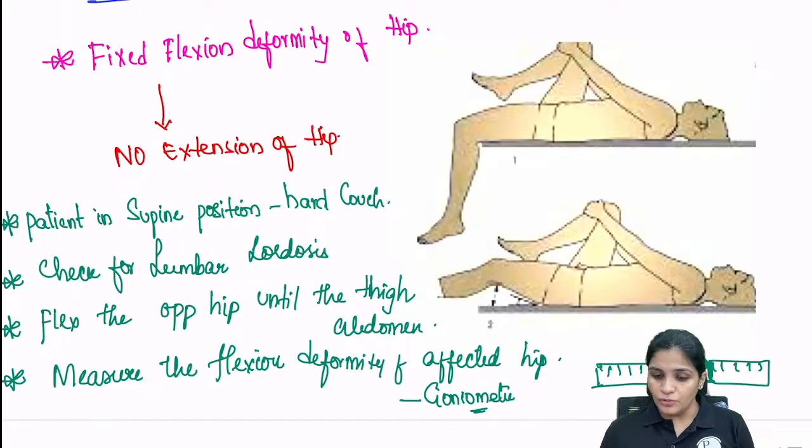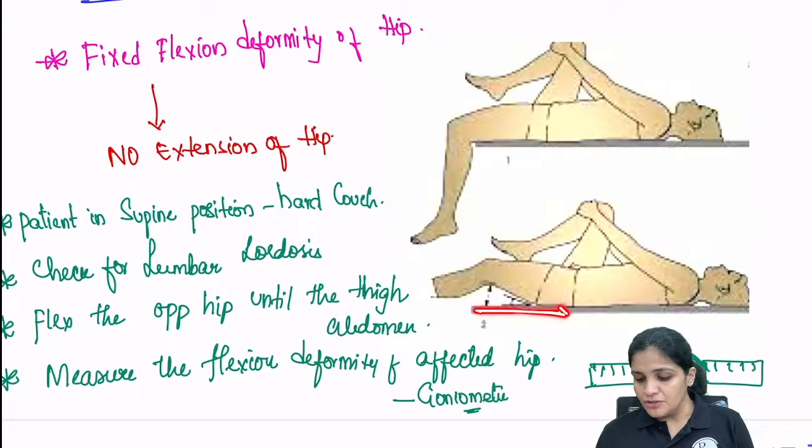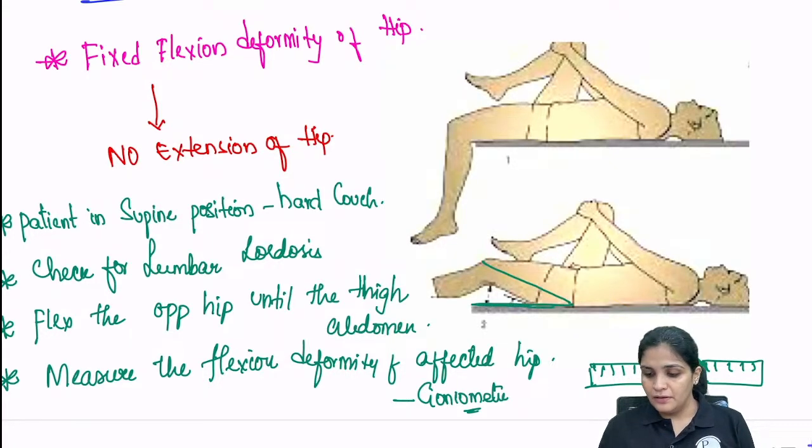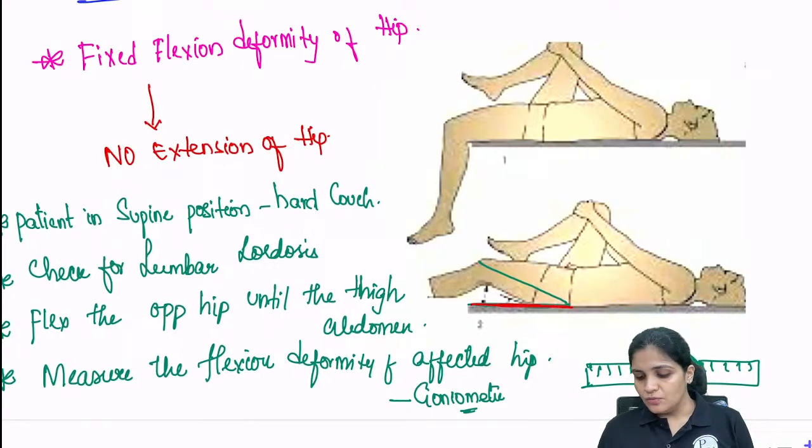So what you do, you take these two scales, right? Now one scale you put on the couch. Second scale you put along the femur. And now this particular curve shape is there, no? This will come like this. And now because of this angle and this angle like this. So one scale to the couch, one scale along the femur. And now you can measure the degree.